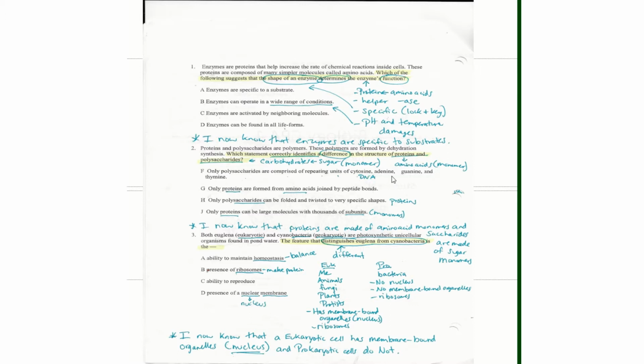Letter A says cytosine, adenine, guanine, thymine. That's DNA. Only proteins are formed from amino acids joined by peptide bonds. Yes, isn't that what we wrote? Proteins, amino acids, peptide bond, that's protein. Only polysaccharides can be folded and twisted to specific shapes. Look it up. That's a protein. Only proteins can be large molecules with thousands of subunits. Monomers. That's what subunits means. That proteins are made up of monomers. That's true. But is it only them? No. Look at sugars. They also have it. So your answer was G, like giraffe. I now know that proteins are made of amino acid monomers and saccharides are made of sugar monomers.